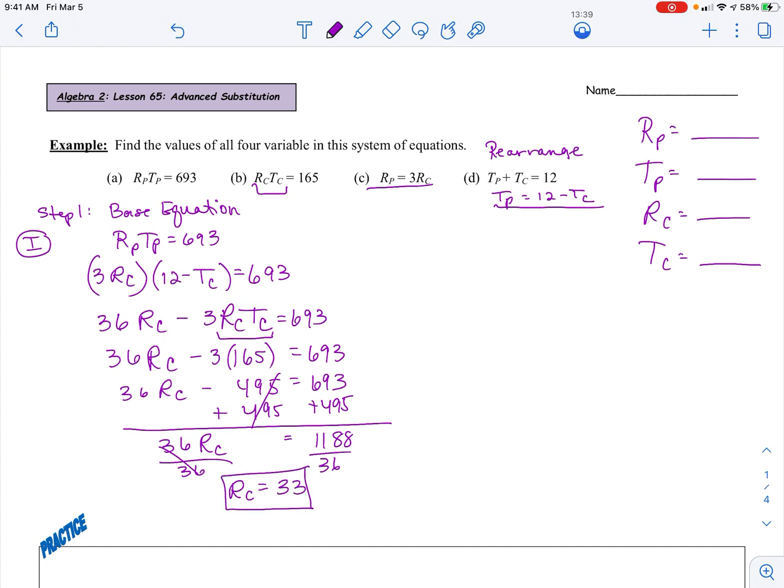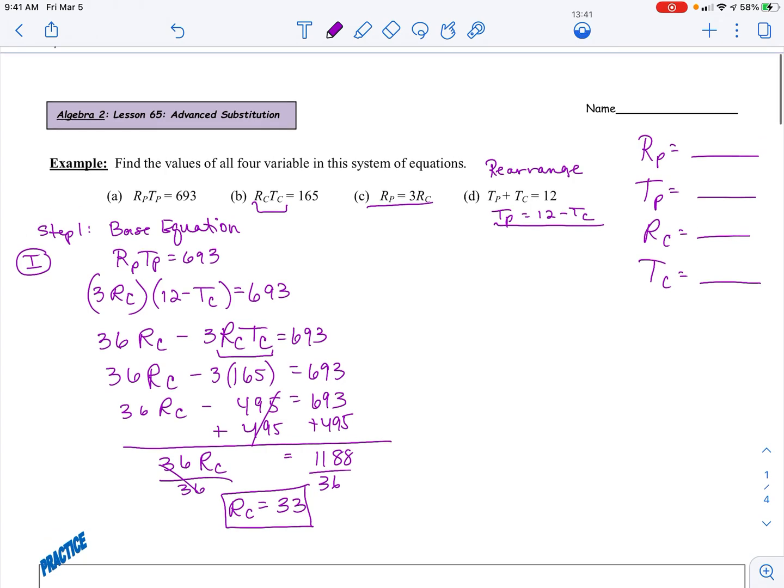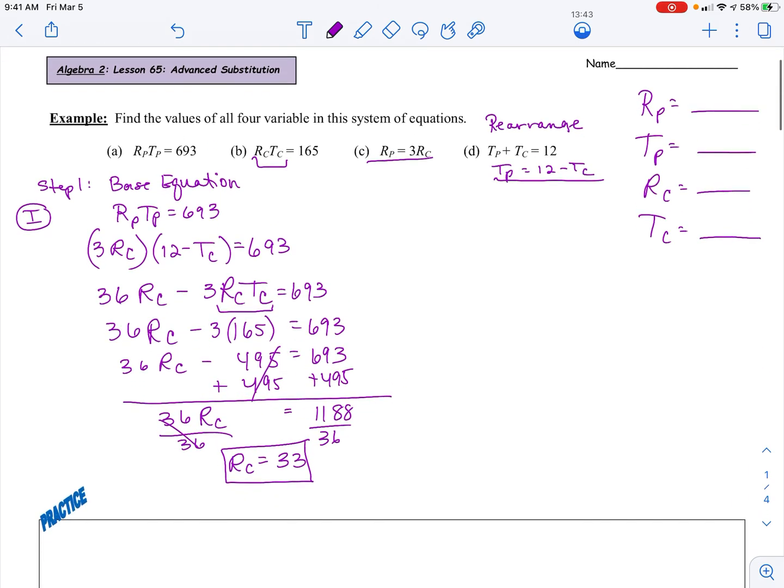And you should get RC is equal to 33. So we're going to go up here and fill that in to RC. Third one down here, 33, off to the far right. Let's bubble that in so you see where I'm writing. Okay, these are what we're solving for right over here, over there in yellow.